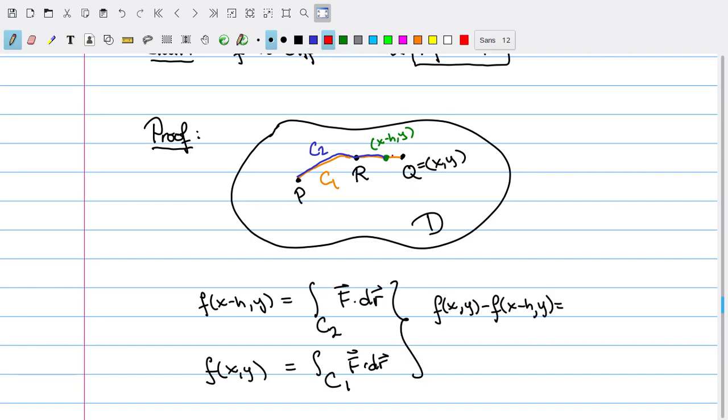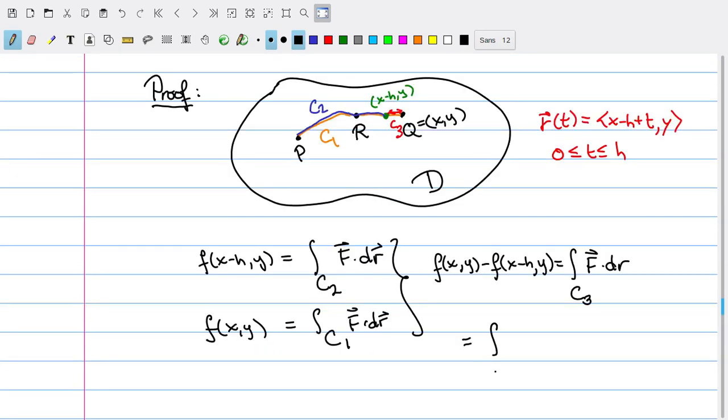So the difference is just going to be the value of the integral over c1 minus the integral over c2, which is just the integral over the difference in the path. Let's call that c3. But on the part c3, I know the path is completely horizontal. So c3 is parameterized by r of t equals x minus h plus t, comma y for t between 0 and h. So the difference now can be expressed as the integral from 0 to h of F of x minus h plus t, y dotted with r prime of t dt.